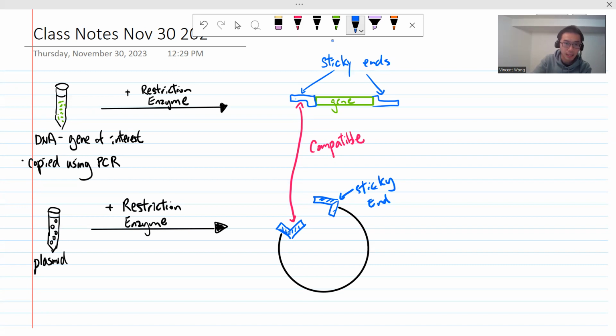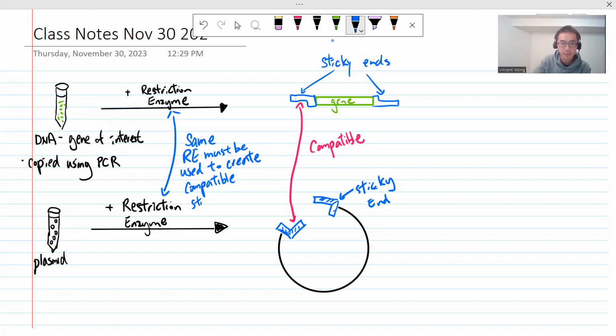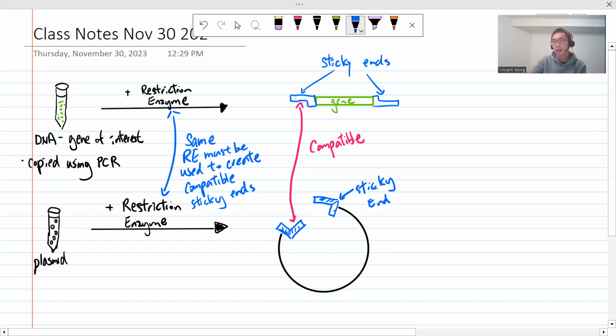Again, these have to be the same restriction enzyme. Right? Must be used to create compatible sticky ends. All right. If they're not compatible, you won't be able to insert the gene. And then all this would be for nothing.